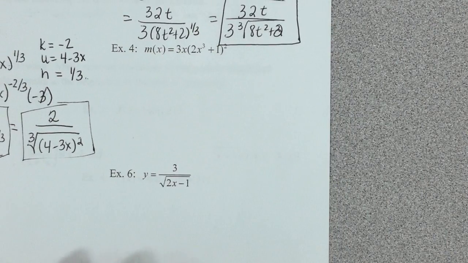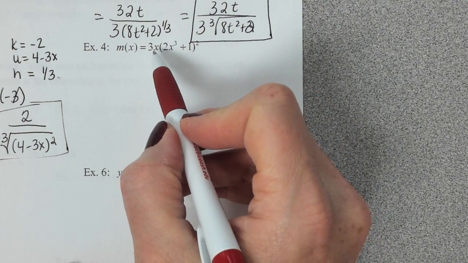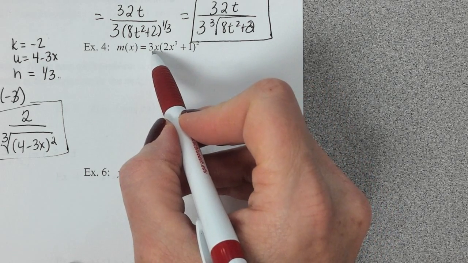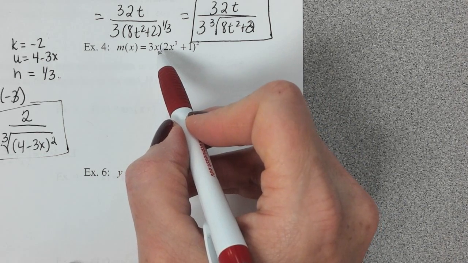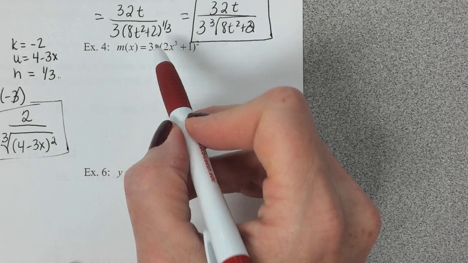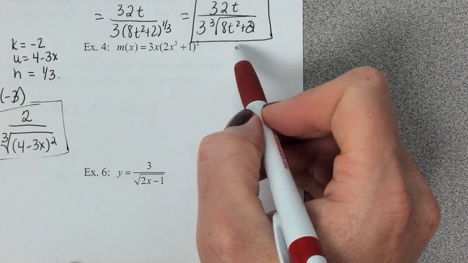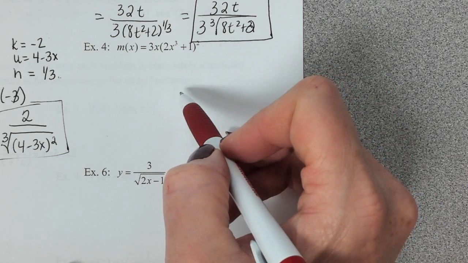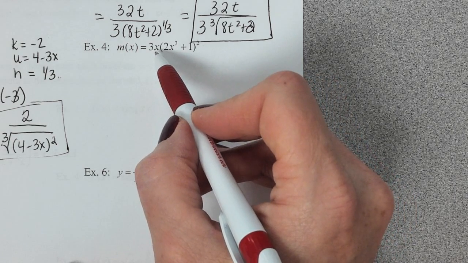All right, looking at example 4. In order to start with the chain rule, we have to have k u to the n. K must just be a constant. That is not a constant. Therefore, I cannot use the chain rule at the very beginning. This is the most common mistake. What people do is they say k is 3x, and then they do k times n, u to the n minus 1, and think they're finished. It won't work. K must be a constant.